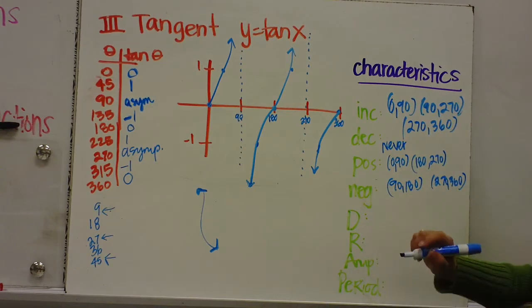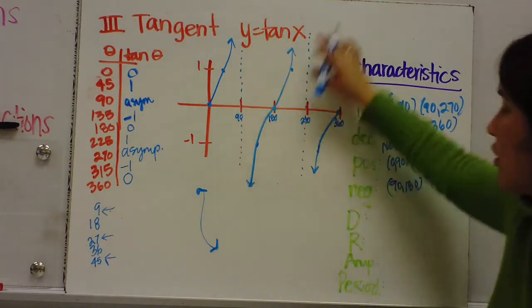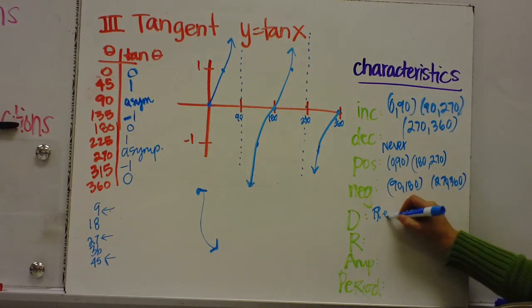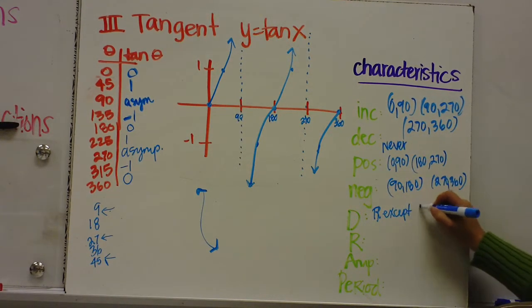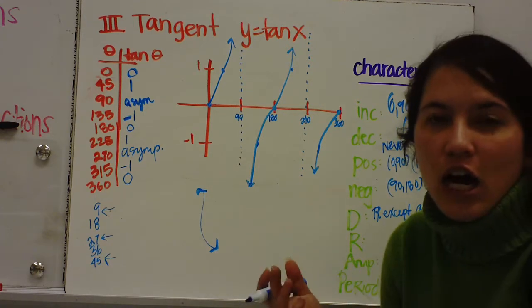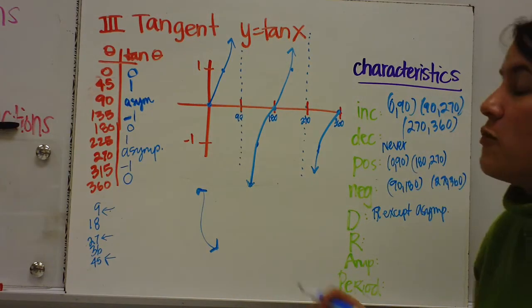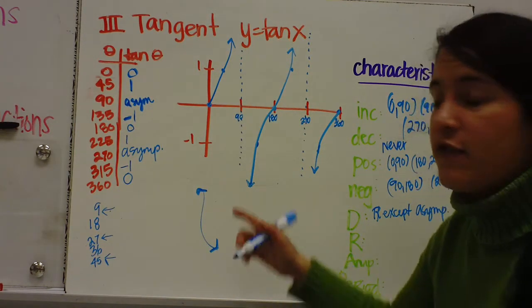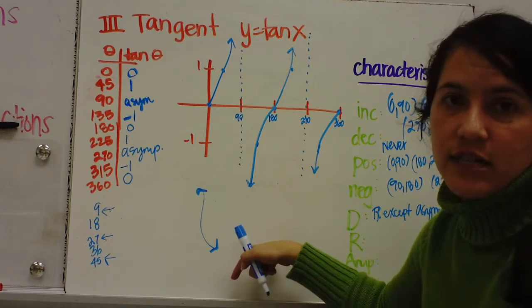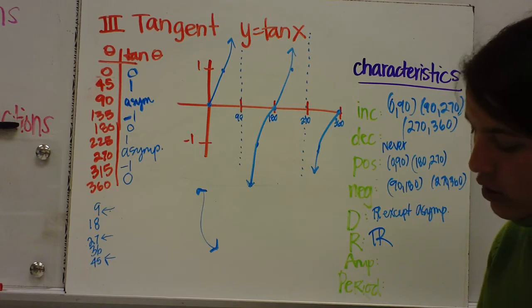The domain, now be careful, the domain of the tangent function is going to be all reals except where you have vertical asymptotes. So all reals except asymptotes. And like I said, it's the odd multiples of the 90. The range, now this one's different too, because if you look at the arrow, this means it goes all the way down to negative infinity and all the way up to positive infinity. So the range is actually all reals.